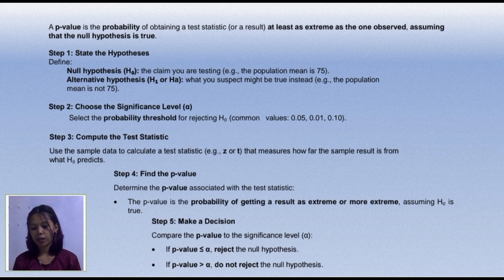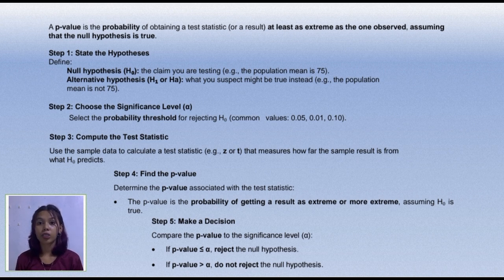These steps set a framework for the test. In other words, a large p-value indicates that the observed data is likely under the null hypothesis, so you do not reject the null. The p-value is not the probability that the null hypothesis is true. It is a conditional probability.